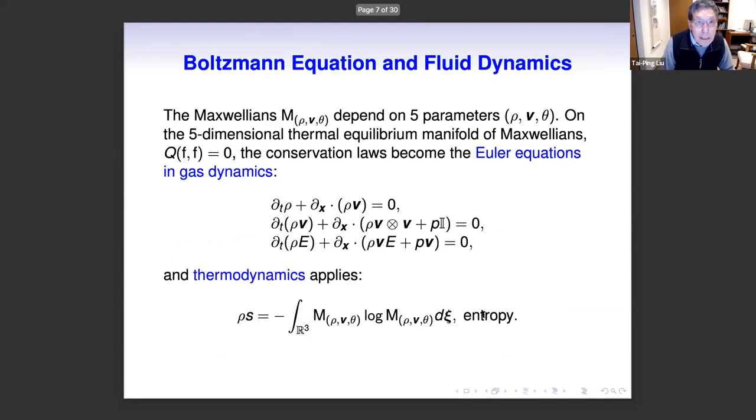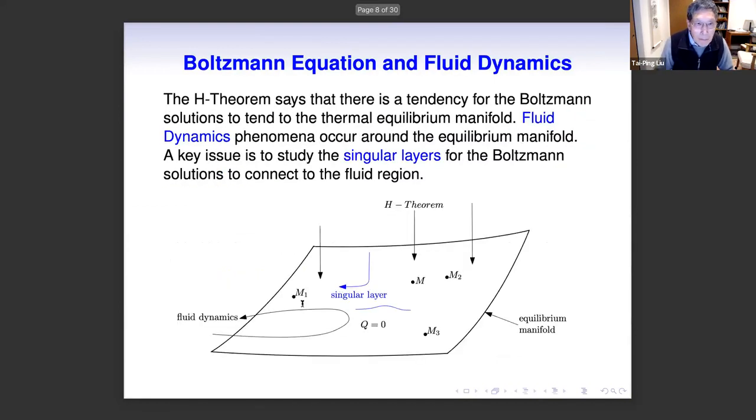So maybe I go to the next picture. So what the H theorem says is that if you are away from this equilibrium manifold, this 5-dimensional manifold consisting of all the Maxwellians, and you are far away from that manifold, then you tend to approach the manifold. And on the manifold, the collision operator is 0.